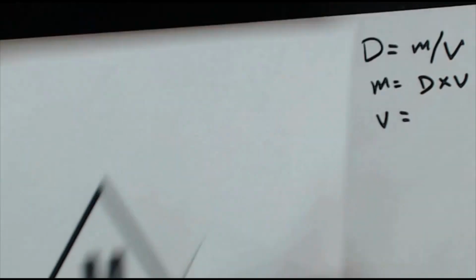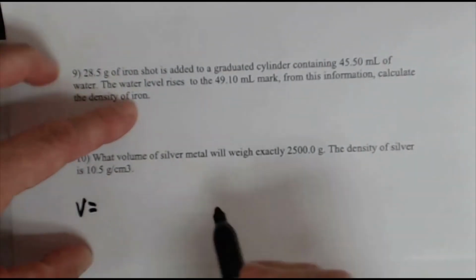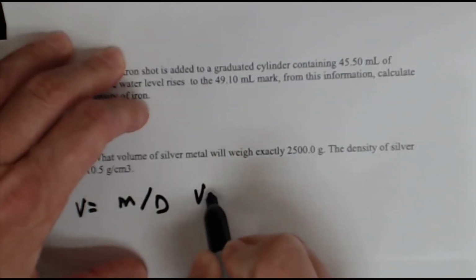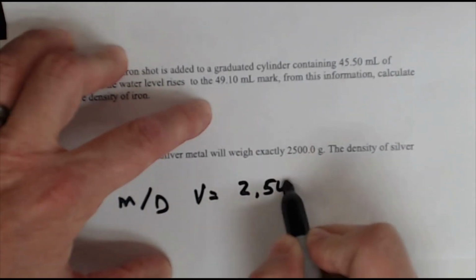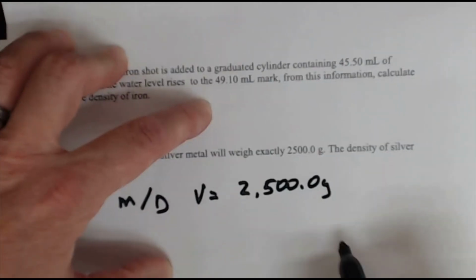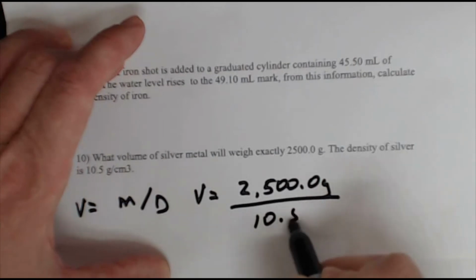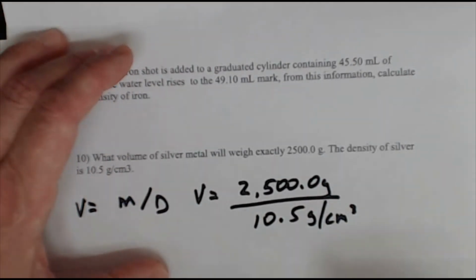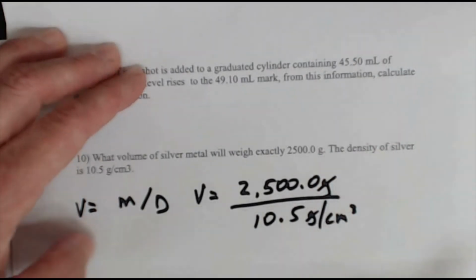So let's go back to our problem. All right, we're trying to find the volume here. So our volume equals mass divided by density. So let's set that up. Our volume, we don't know that yet. We have a mass of 2,500.0 grams, and we're going to divide that by a density of 10.5 grams per centimeters cubed. Now in this case, using our algebra, we know that we can cancel out our grams. So now it's just a matter of doing the math.